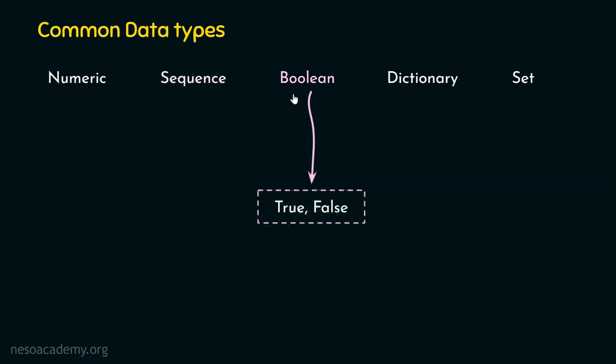Now let's see the next data type, that is Boolean. Python Boolean represents one of the two values, that is true or false. Generally, it is used to represent the truth values of a given expression using either a true or a false. We will learn more about this in the upcoming lectures.